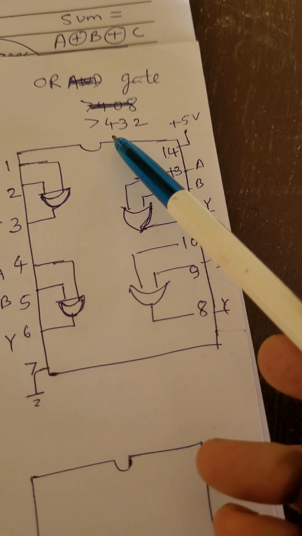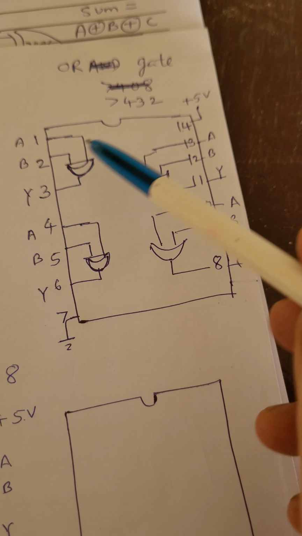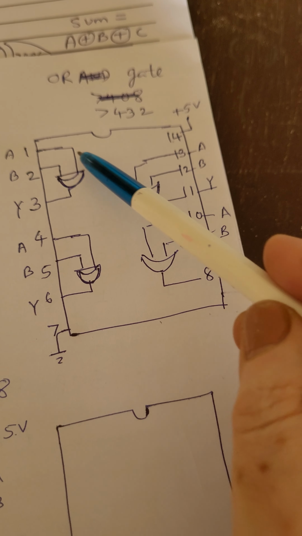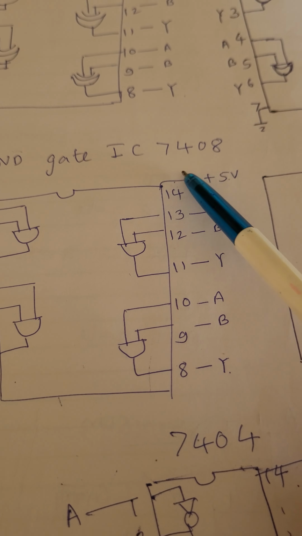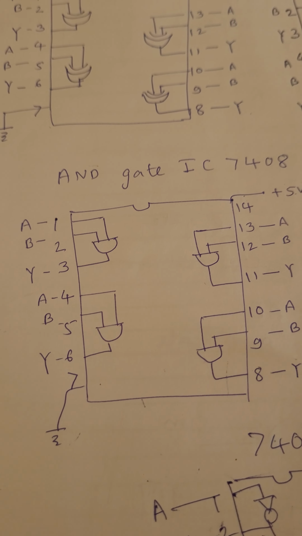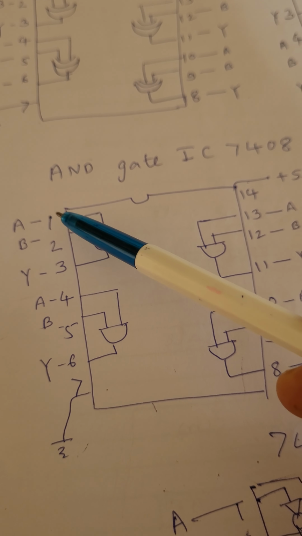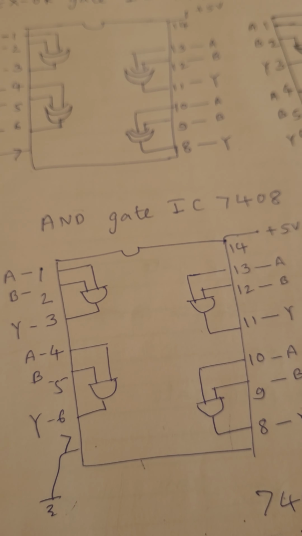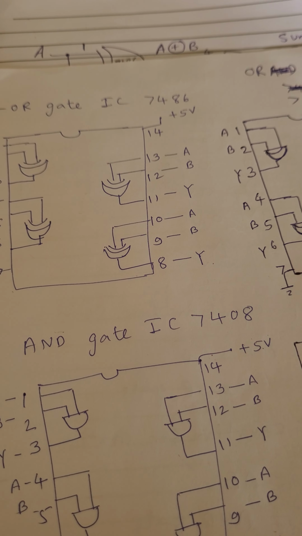Then for the OR gate it is 7432. The OR gate inside structure is also the same like this only. In this I am using this combination 1 2 3. Similarly this is 7408. Internal diagram is like this, and again I am using the first gate only. So the combination is 1 2 and 3. In this way the gates' internal diagrams are there.